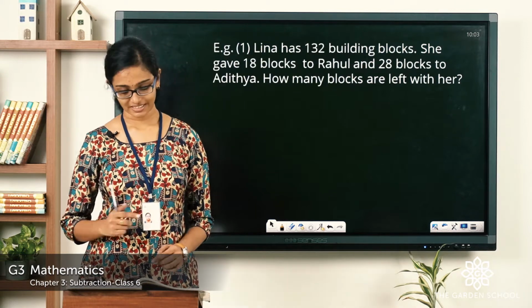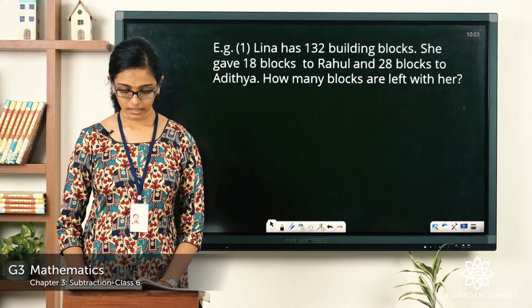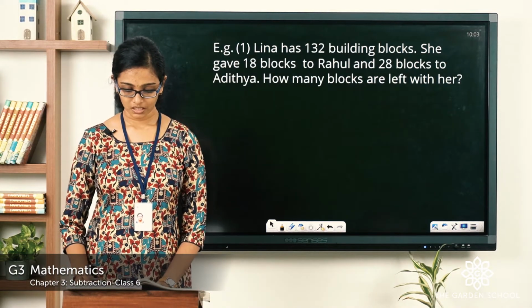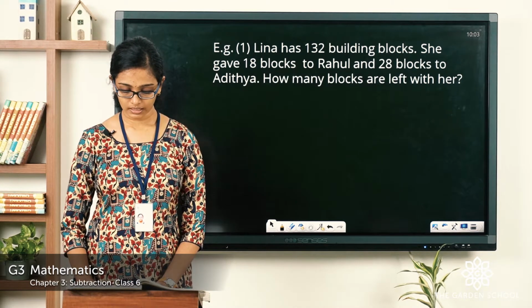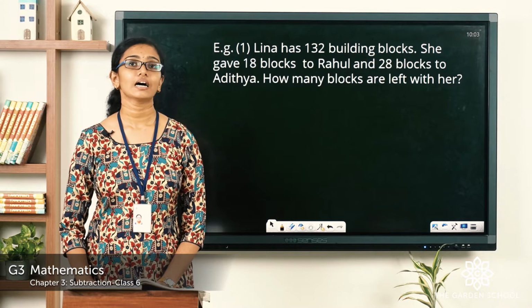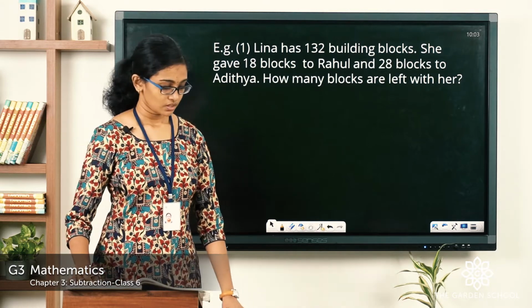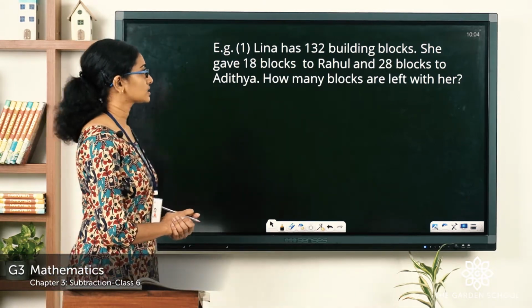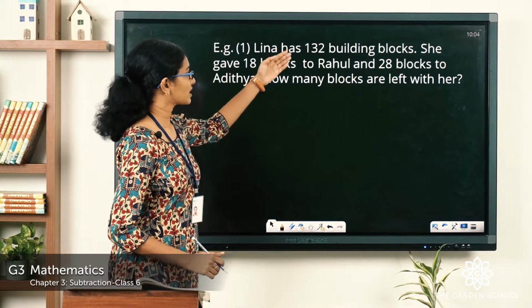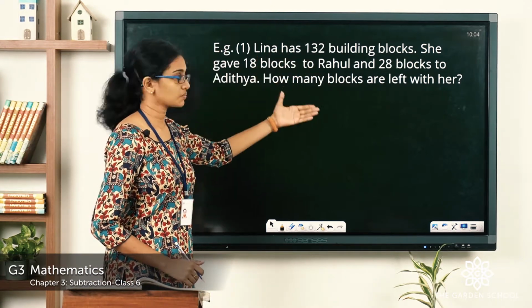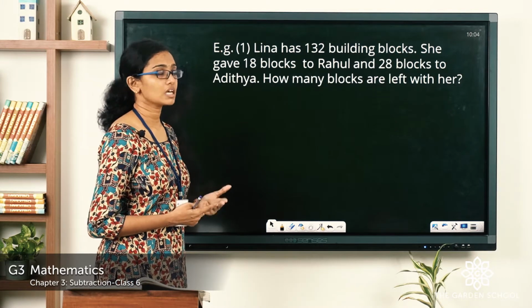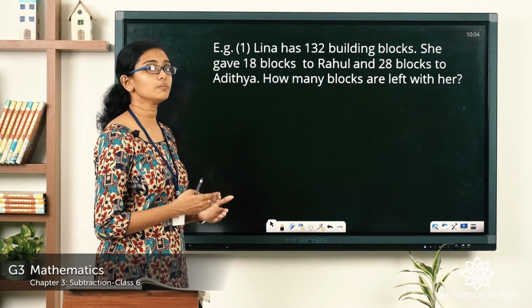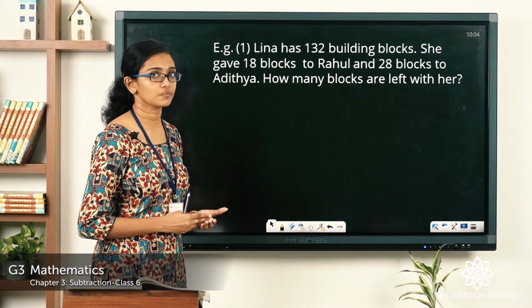Now look at this question. Lena has 132 building blocks. She gave 18 blocks to Rahul and 28 blocks to Aditya. How many blocks are left with her? See what is given in the question. Lena has 132 building blocks with her and some of the blocks she gave to her two friends. We have to find out how many blocks are finally left with her.